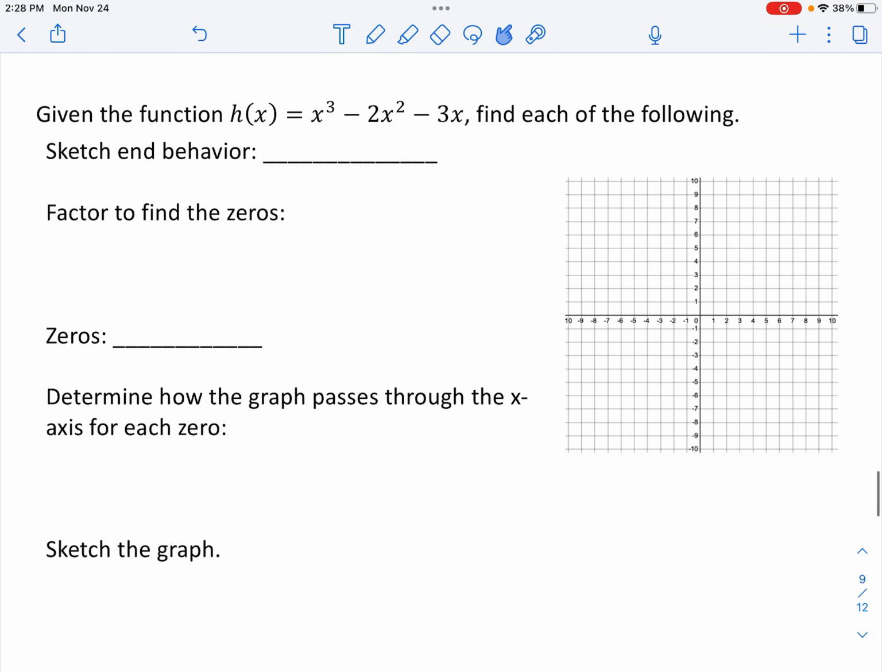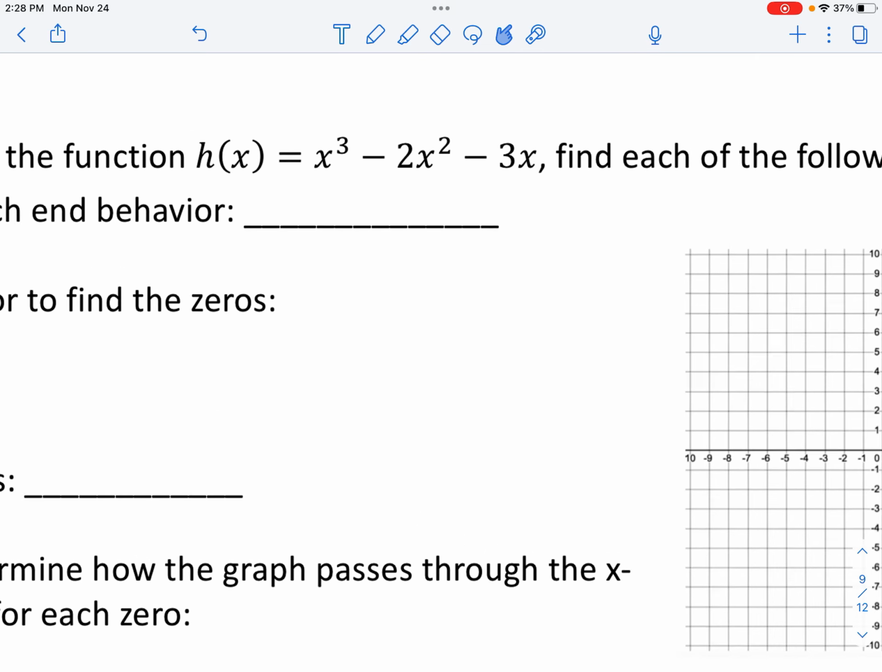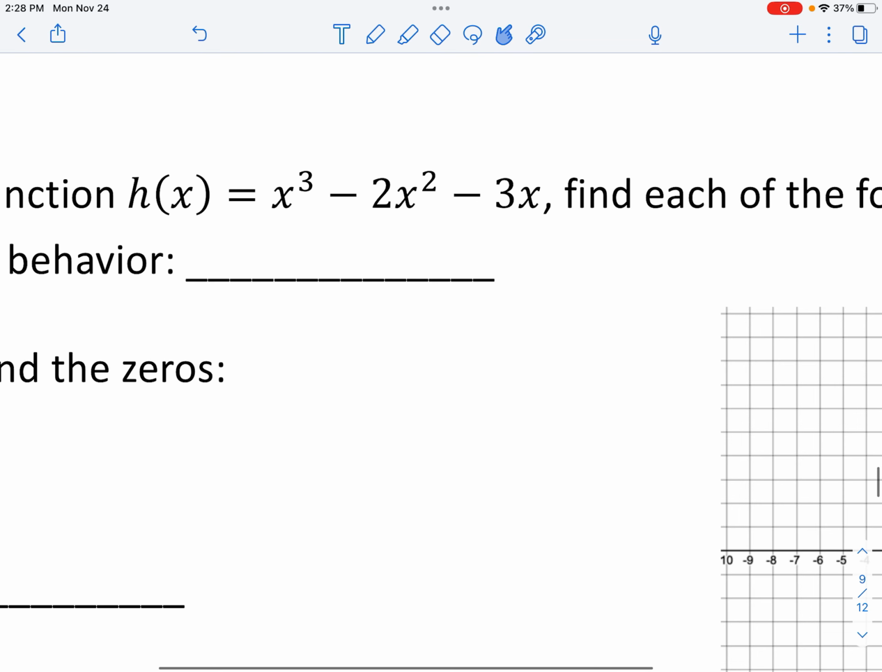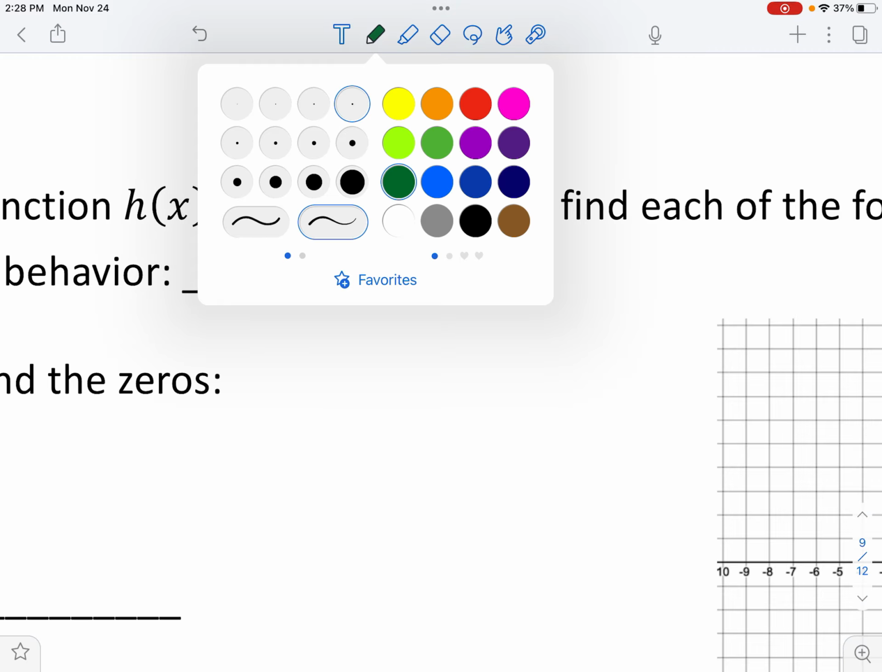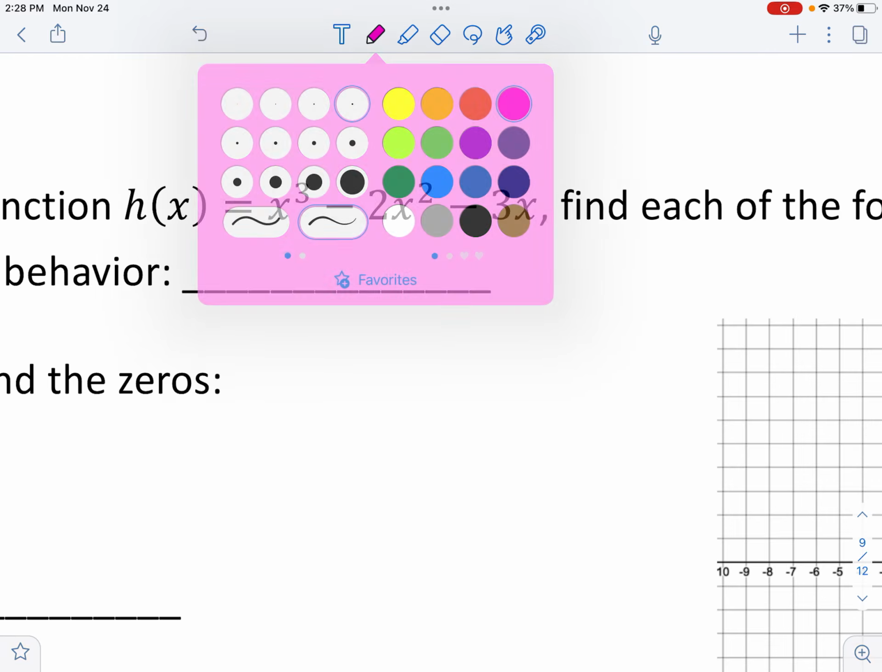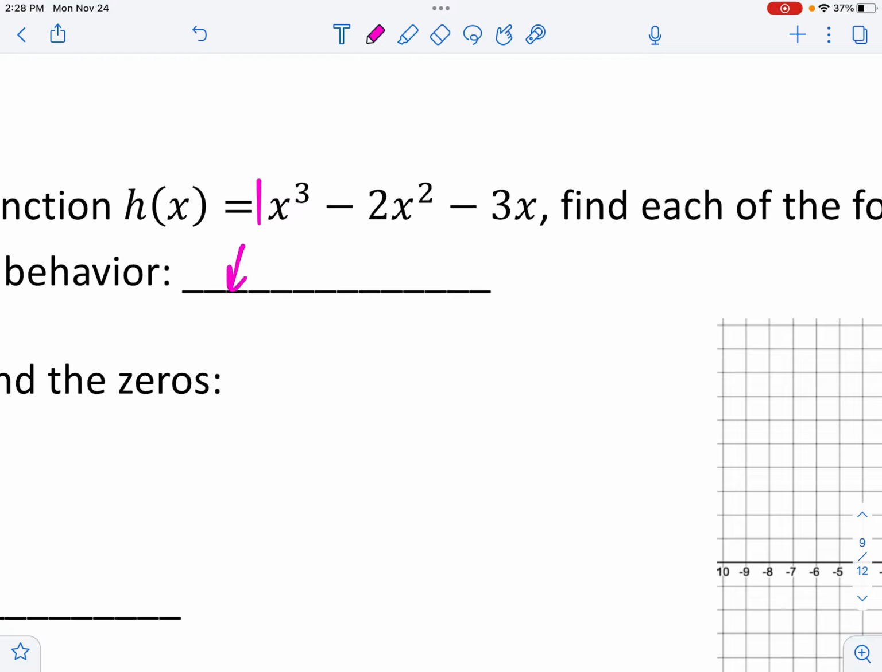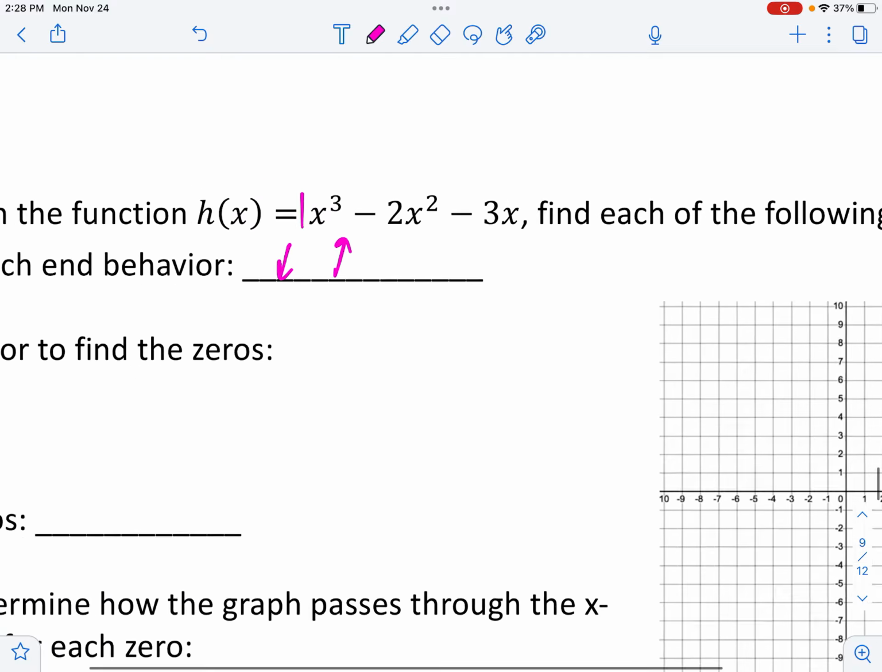Okay, now sometimes though you're gonna be given functions in standard form rather than factored form. So I wanna make sure that I understand that and how that works. So we're gonna try that as well. All right, so given the function h of x equals x cubed minus 2x squared minus 3x, end behavior. Well, it's odd with a leading coefficient of 1 again. Right, that's a 1. So it should go like this again.